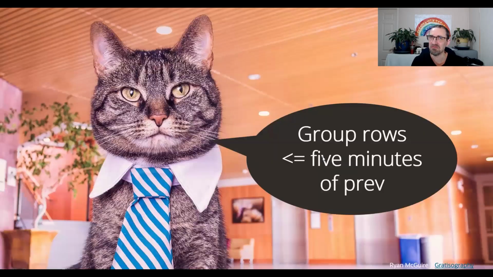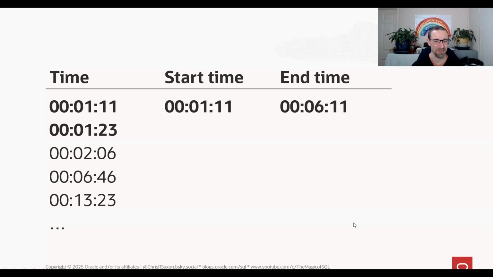We could do something similar-ish, but different. Group together all rows as long as it is within 5 minutes of the previous. So as soon as two rows have more than a 5 minute gap, they form a new group. So what does that mean? Right, let's look at our example again.